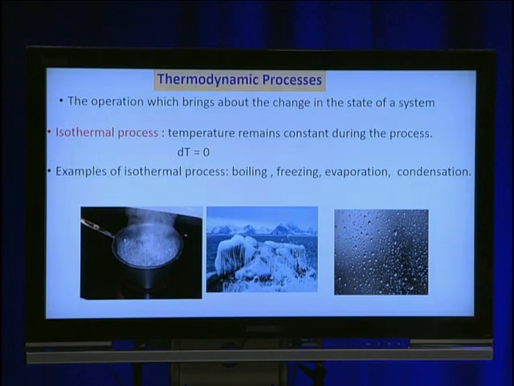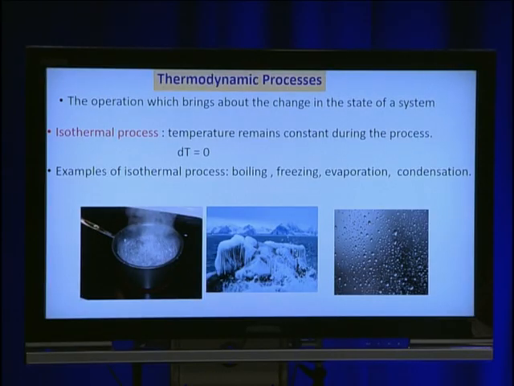However long you boil it, whether for 1 hour or 2 hours, if you look at the temperature of the boiling water, you will see that it is almost 100 degrees Celsius. So, constant temperature. Even freezing takes place at constant temperature. Even condensation takes place at constant temperature. So, these are examples of isothermal processes where temperature remains constant.